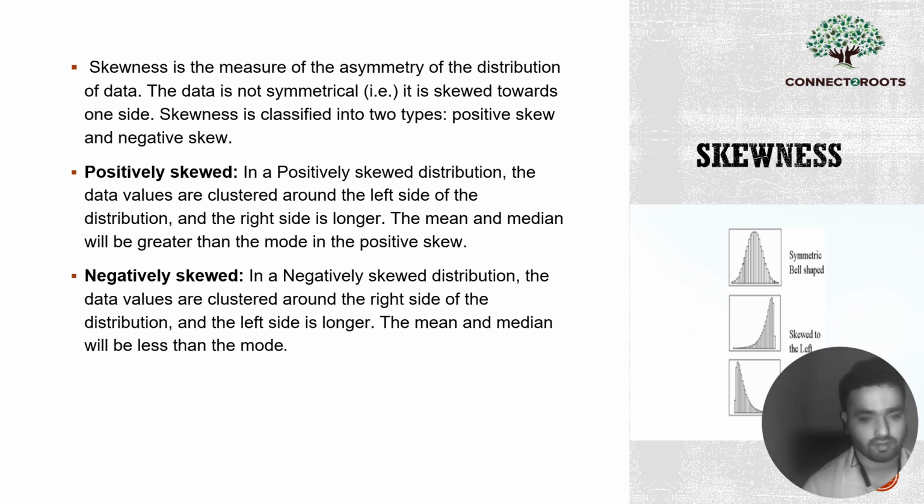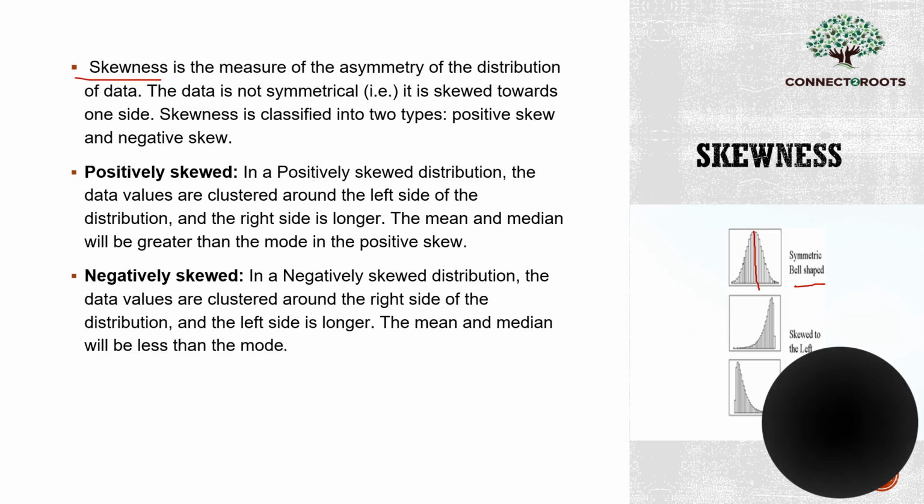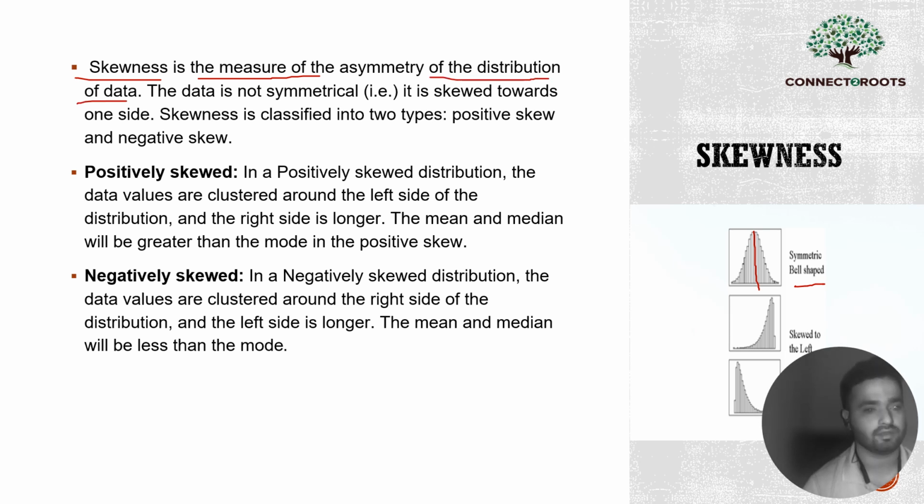You can see this is a normal curve and it's symmetric. If you draw a straight line here, this is the mean, which is equal to median, which is equal to mode. But in real life, it's very hard to get symmetric data or normally distributed data. So here we can see skewness. Skewness is the measure of the asymmetry of the distribution of the data. When your data is distributed asymmetrically, you can say it's skewed.